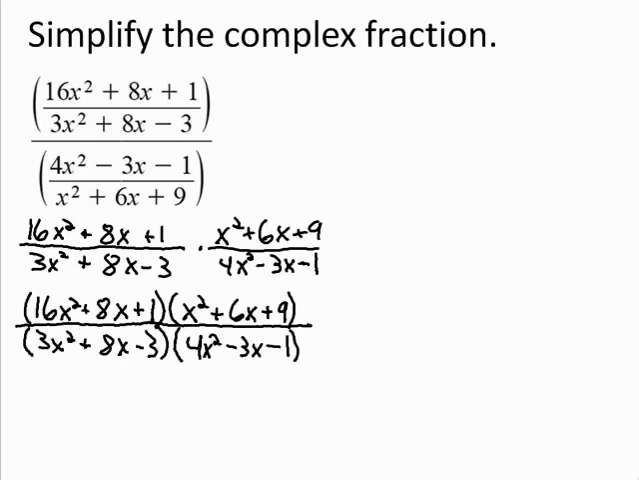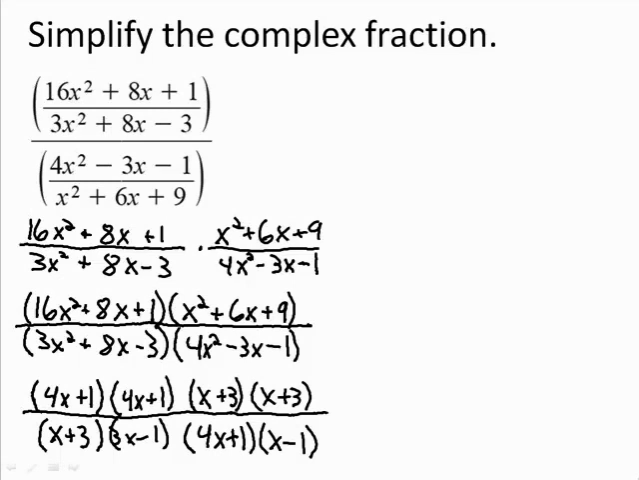16x squared plus 8x plus 1 factors into 4x plus 1 times 4x plus 1. X squared plus 6x plus 9 factors into x plus 3 times x plus 3. 3x squared plus 8x minus 3 factors into 3x minus 1 and x plus 3. And 4x squared minus 3x plus 1 factors into 4x plus 1 and x minus 1.